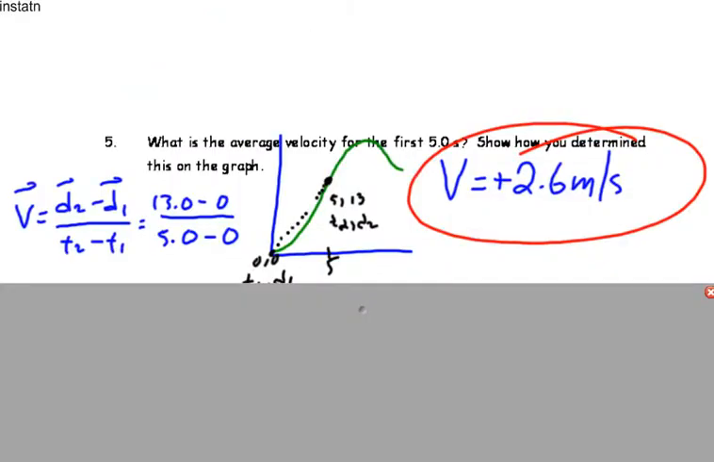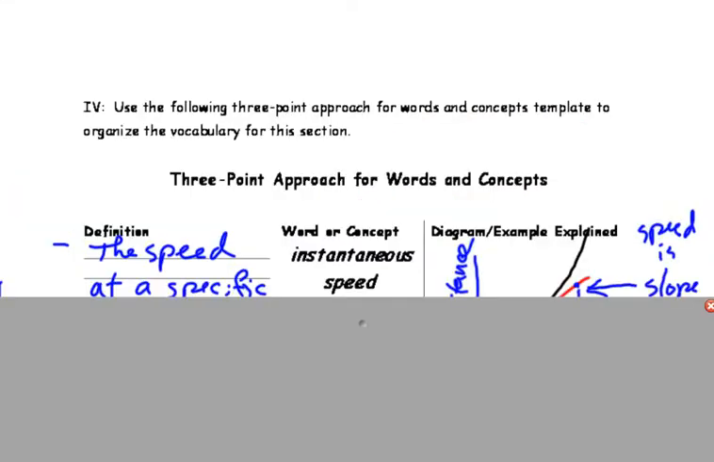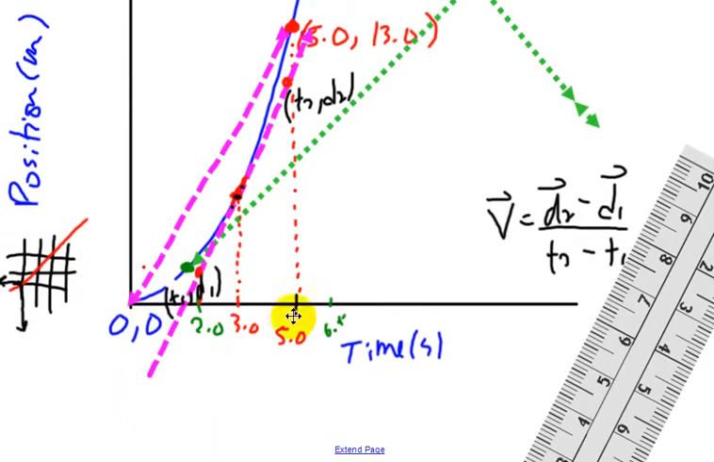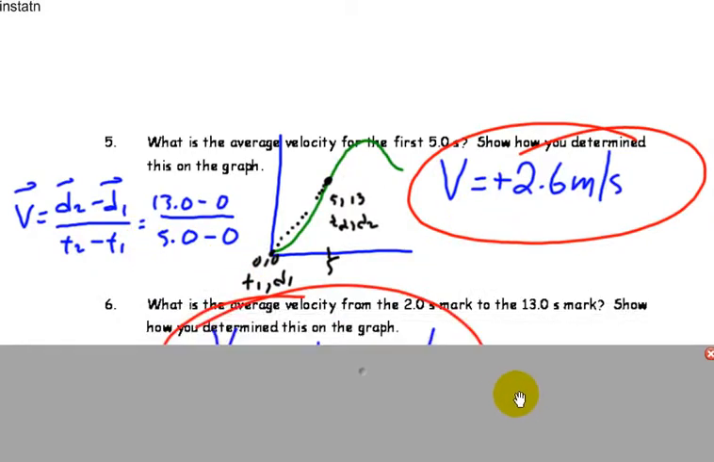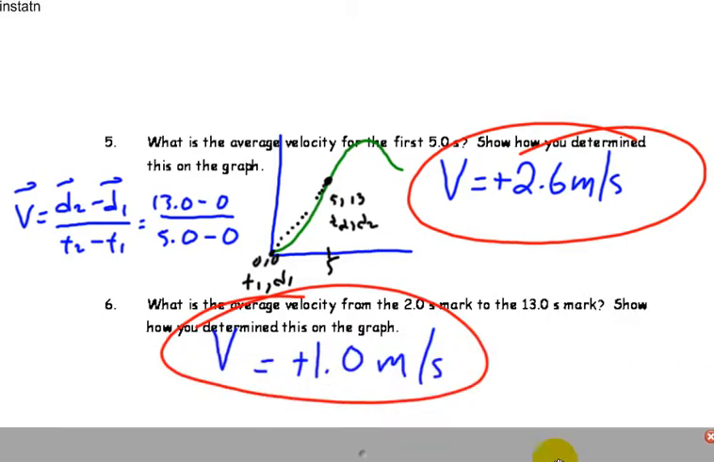So this is where our average velocity measurements come into play. So 0, 0, 5, comma 13. So really what we're doing is we're figuring out the slope of this purple dotted line here. 0, 0, 5, comma 13. So 13 minus 0 over 5 minus 0, we get plus 2.6 meters per second.